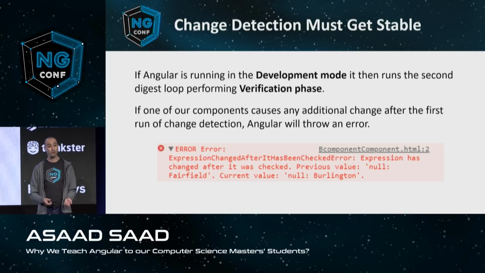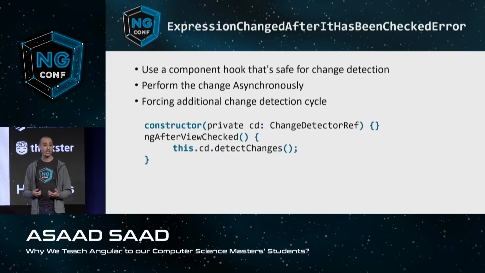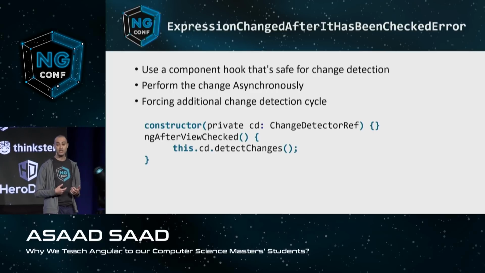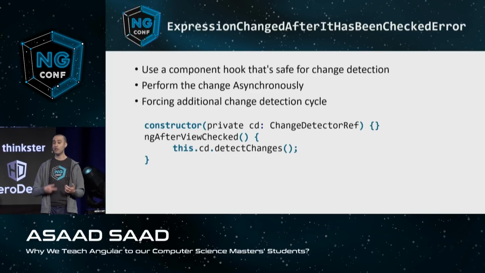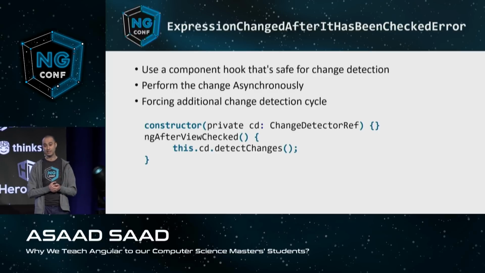How can we solve a problem like this? We can either use a safe change detection hook or perform the change asynchronously, or just trigger another change detection cycle after we make the change to our component state.